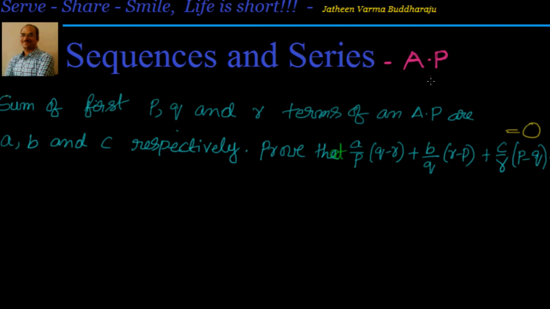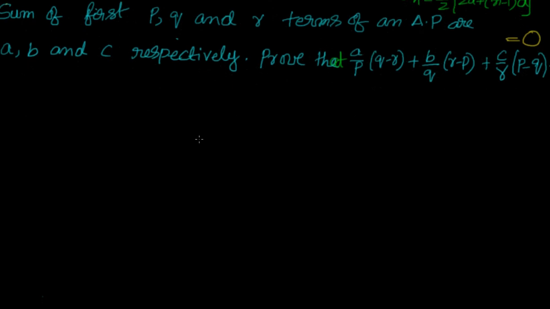So let's put down the formula. We know the formula Sn equal to n by 2 into 2a plus n minus 1 into d. So we'll just substitute that formula, and after that we'll take it forward from there. First I'll substitute what is S of p. Sum of p terms is equal to a. But what is sum of p terms? Sum of first p terms.